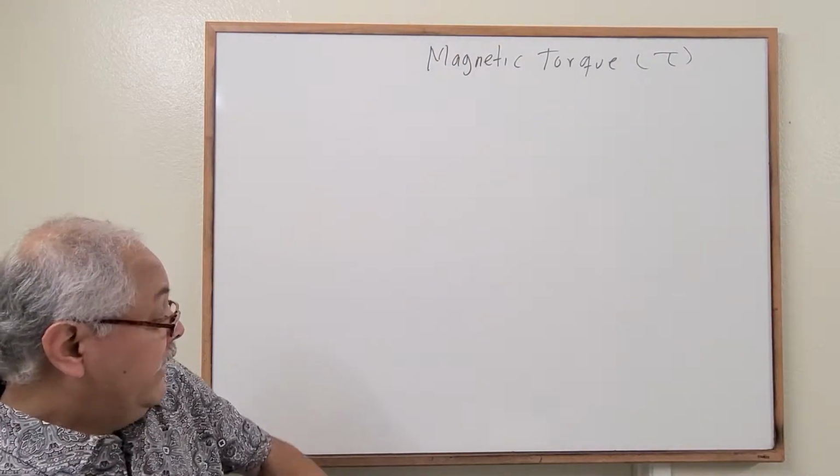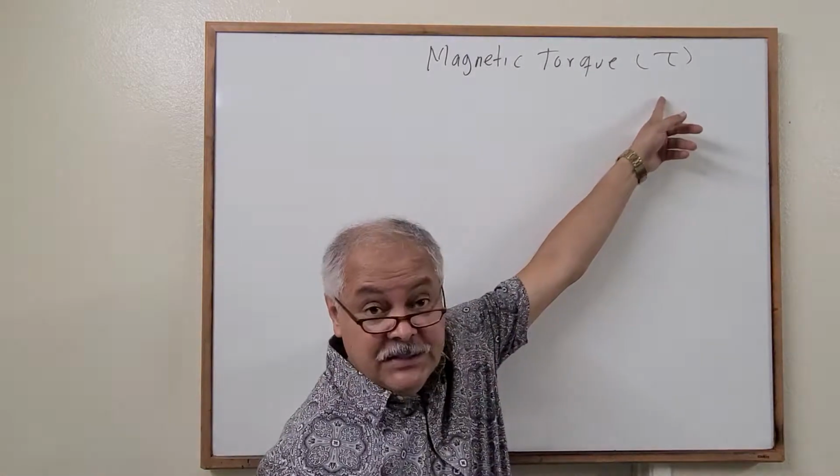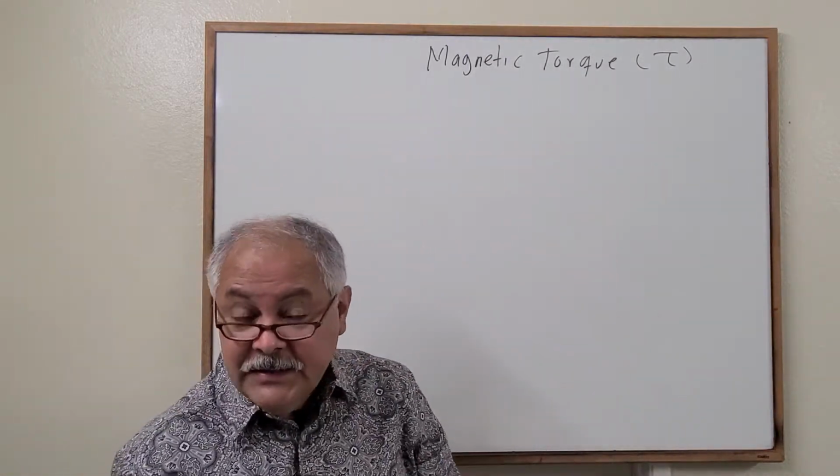Okay, let's go for the next topic. The next topic is the magnetic torque. The symbol is tau and is defined in this way.